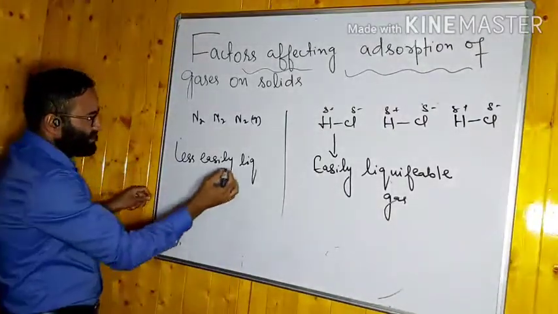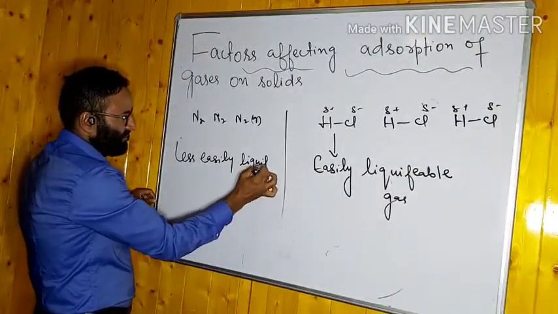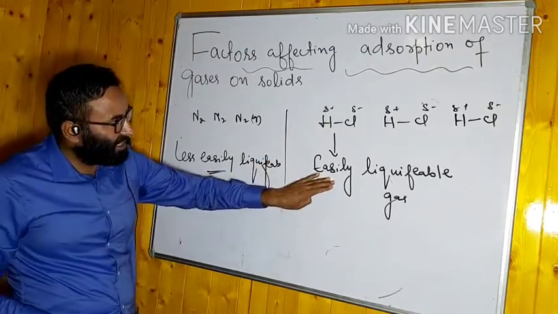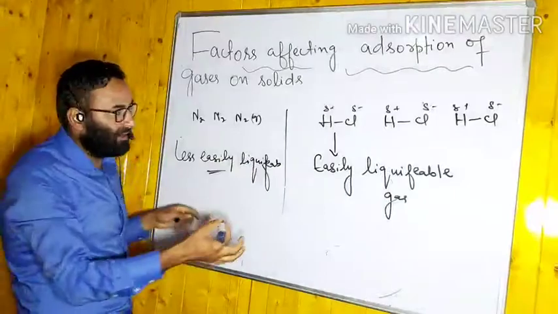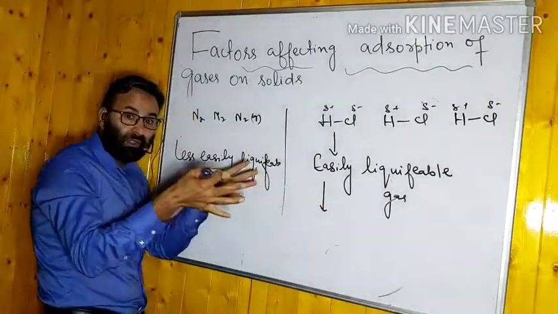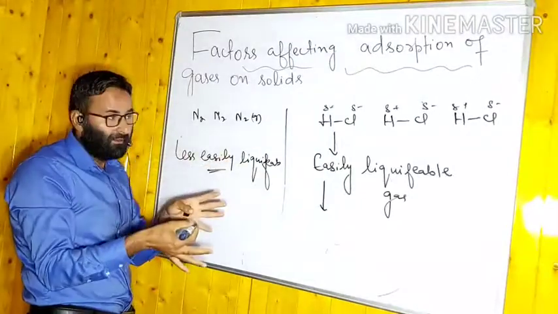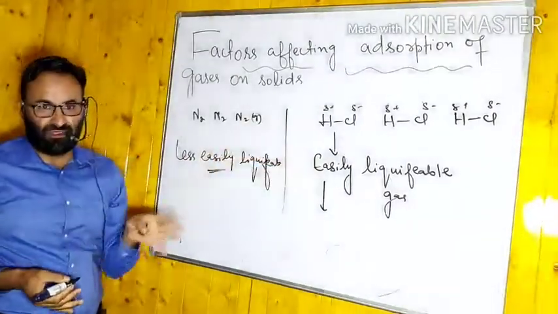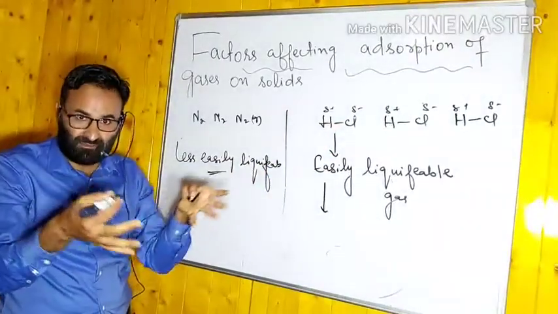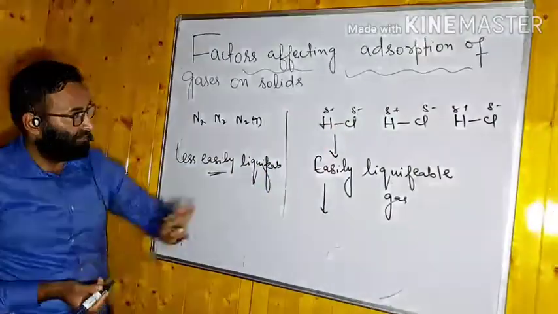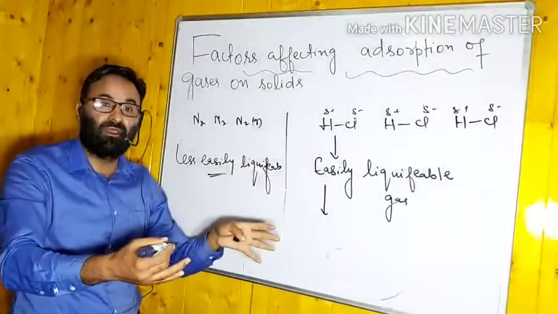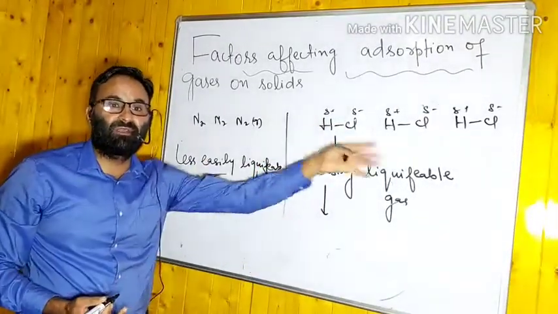Why it is easily liquefiable? You can mention it. Why it is easily liquefiable gas? Because of greater magnitude of intermolecular interaction. इसका माना है जिस गैस में magnitude of intermolecular interaction ज्यादा होंगे उसमें adsorption ज्यादा होगी. Because of magnitude of interaction, यहाँ पे interaction plus minus dipole interaction will be there. यहाँ पे interaction ज्यादा होगी, इसलिए liquefaction ज्यादा होगी. उसका मान है यहाँ पे adsorption ज्यादा होगी.